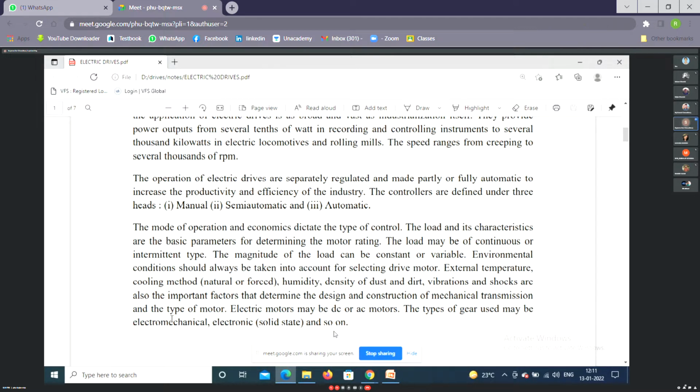Environmental conditions are also always important, because while selecting a motor we have to be careful about the moisture level, the pollution level, and whether the environment is explosive or not. Depending on that, we have to select the motor. So external temperature, cooling methods, humidity, density, dust and dirt, vibration, and shocks are all important factors for determining the design and construction of the mechanical transmission and the type of motors to be used.